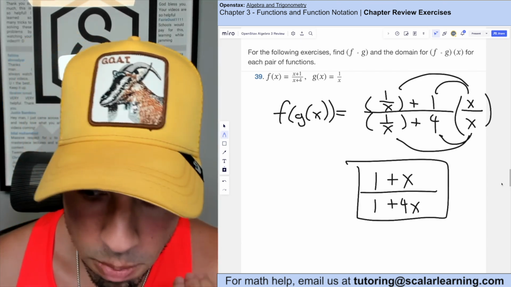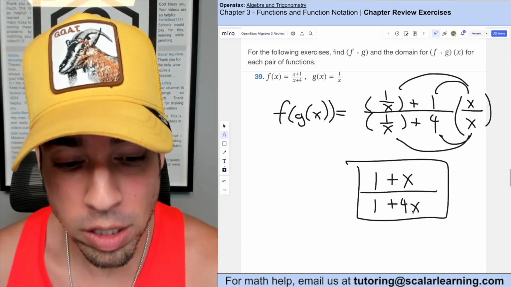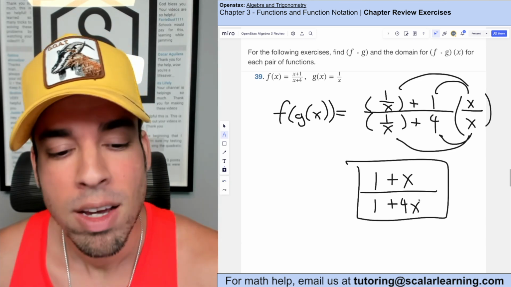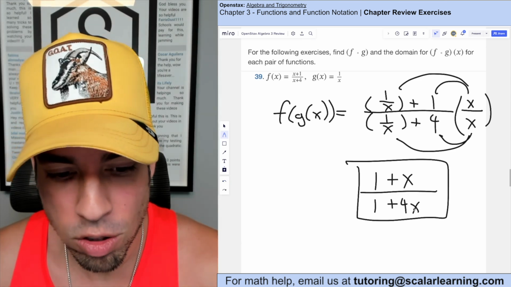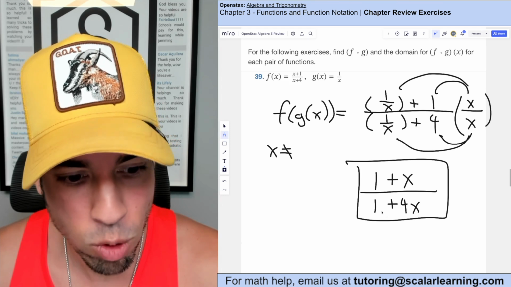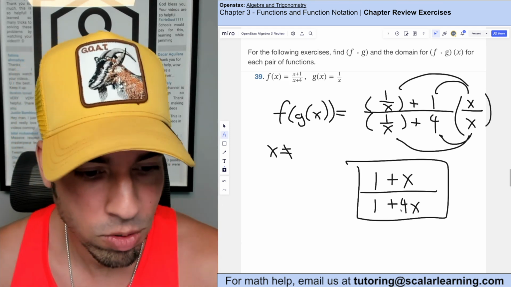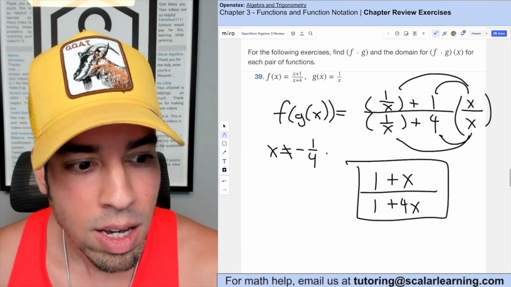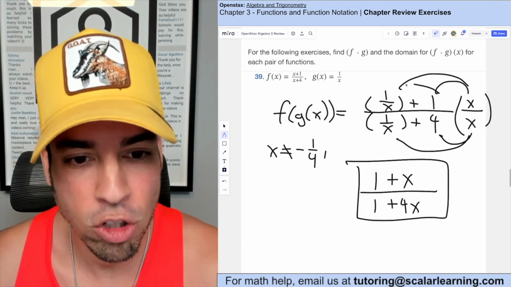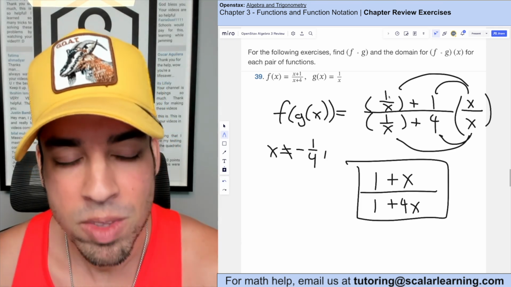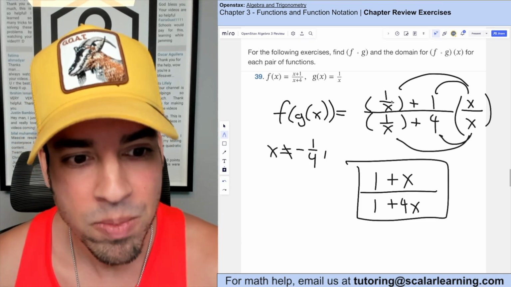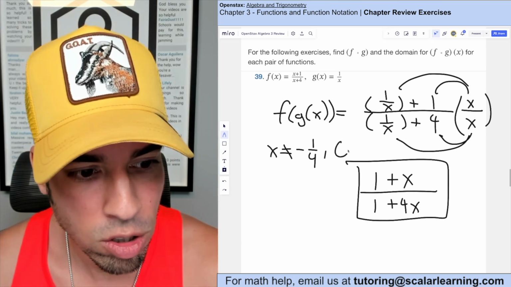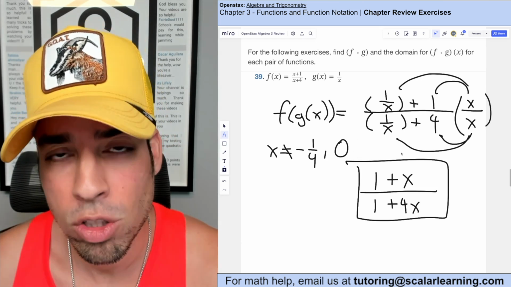Now when we're talking about the domain, we want to look for values that are restricted, right? So once again, anything that's going to make this denominator go to 0 is out. And what's going to make that denominator go to 0 is negative 1/4, right? 1 plus negative 1/4 times 4, that's 1 plus negative 1 is 0. So x cannot equal negative 1/4. And then we also have to go back to this original piece before we simplified it, because these are little fractions in and of themselves, meaning I can't be having 1 divided by 0 in either of these cases. So 0 is also out of bounds. So those are the two domain restrictions.